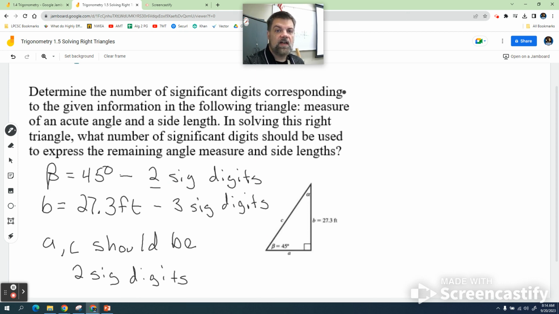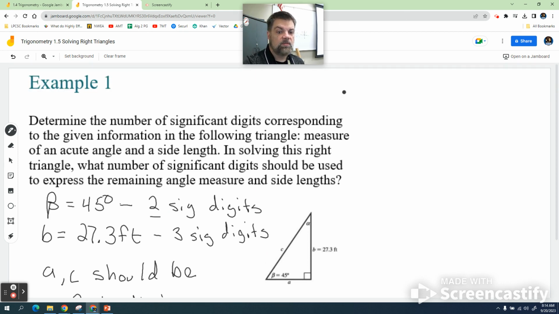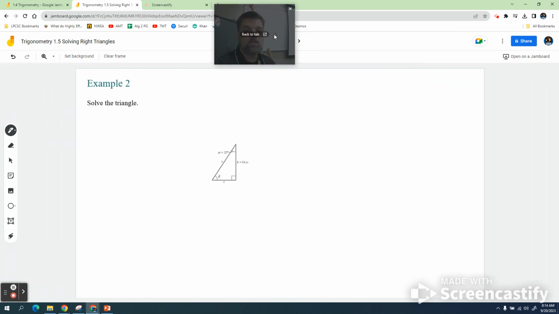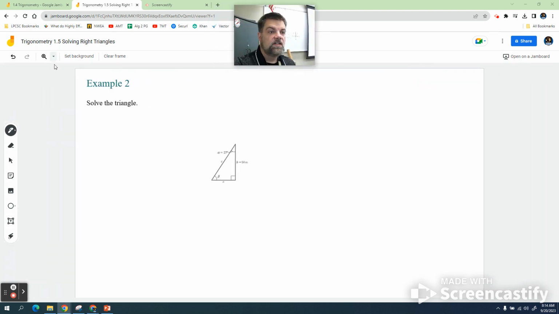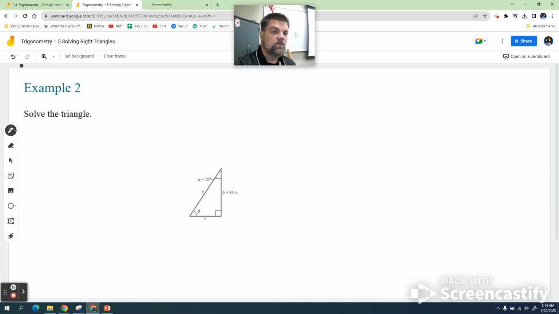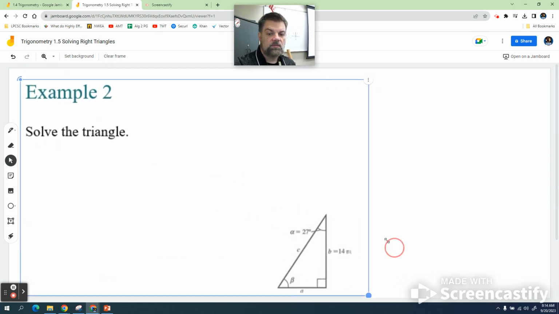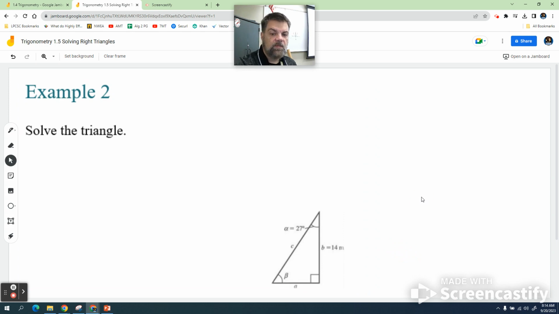So I'm gonna jump into example number 2. Does everybody have this written down? Can I jump to the next example so you can see this in action? I'm going to combine the two because there's kind of a flow to this. So when we go to example number 2, they want us to solve this triangle. That means they want us to find A, B, and C and the angles.